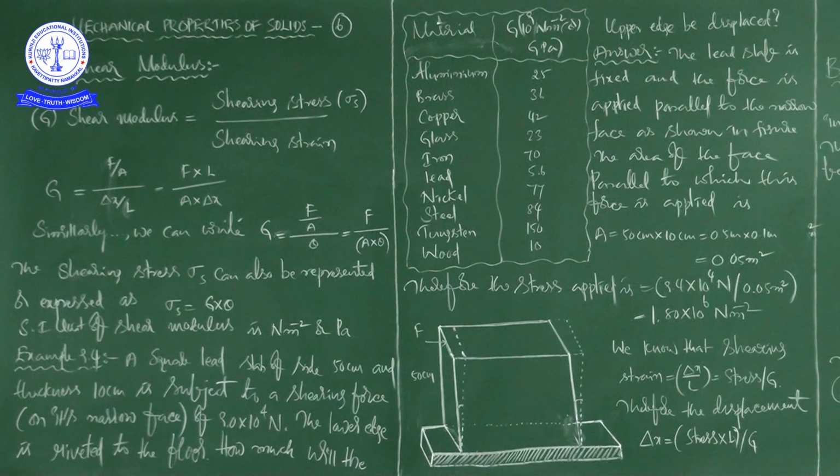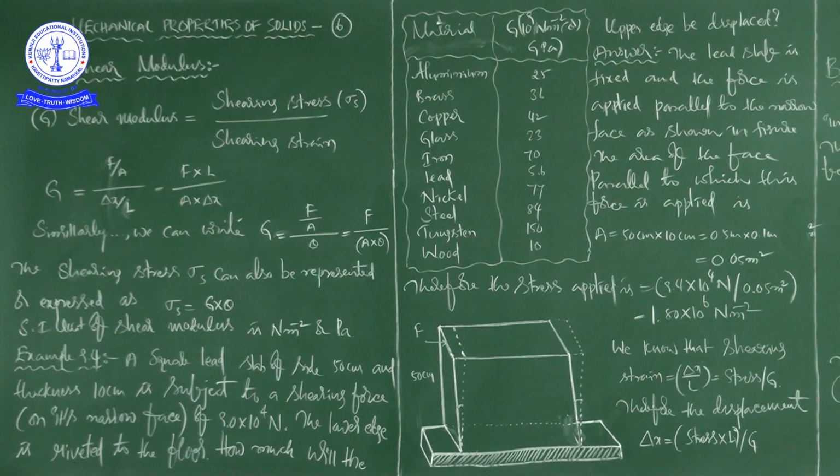When you go for mathematical treatment to derive the formula with notations, G is equal to F by A divided by delta x by L. That is equal to F into L divided by A into delta x, because delta x by L is in the denominator; when it goes to the numerator, it becomes L by delta x. So F into L by A into delta x is the formula to calculate shear modulus. Shear modulus is also called the modulus of rigidity. One more name: shear modulus is also called the modulus of rigidity.